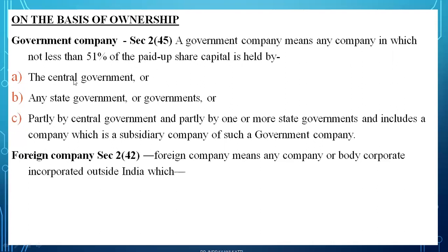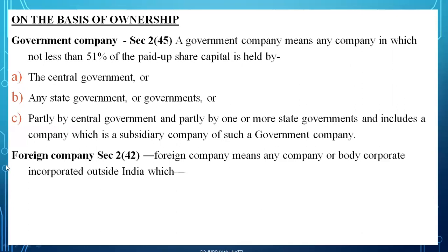And the stake is held by whom? Either the central government or a state government. One state government may be there, or two or more state governments may be there, or partly by the state government, partly by the central government, and some other state governments also may be there, right? Or else, a company which is a subsidiary company of a government company, central or state. That subsidiary company will also become a government company.